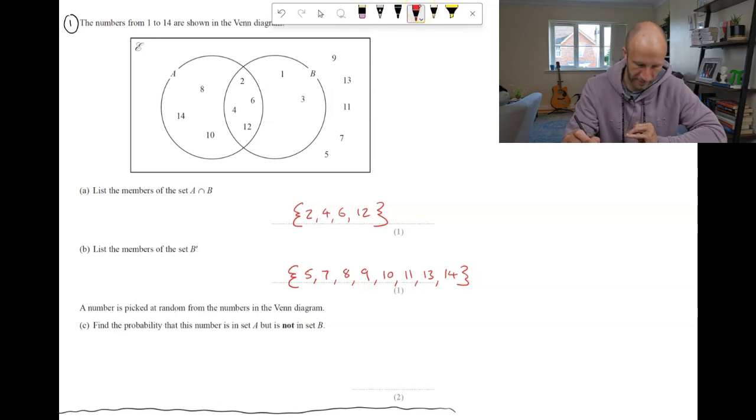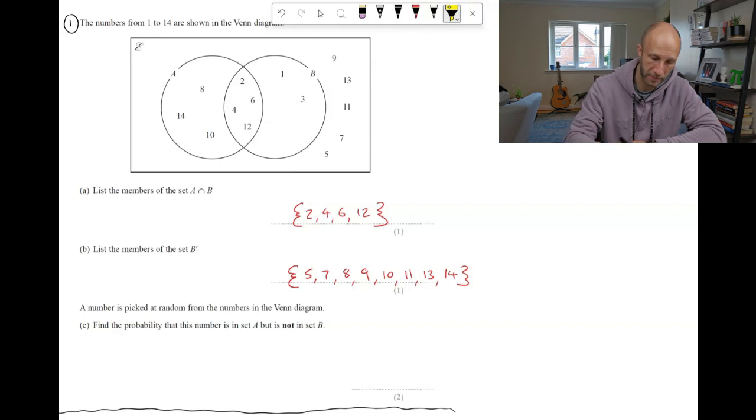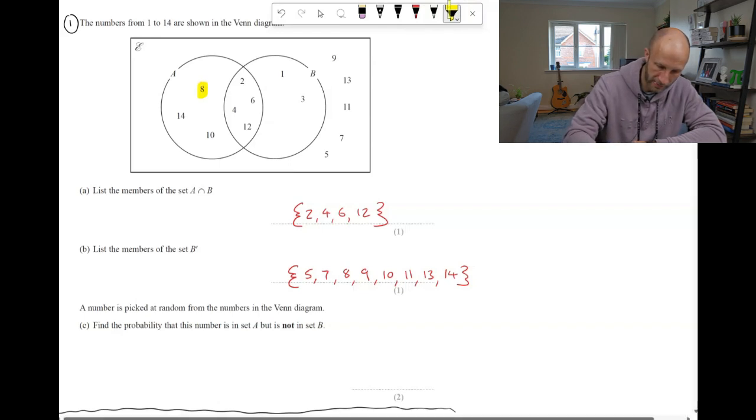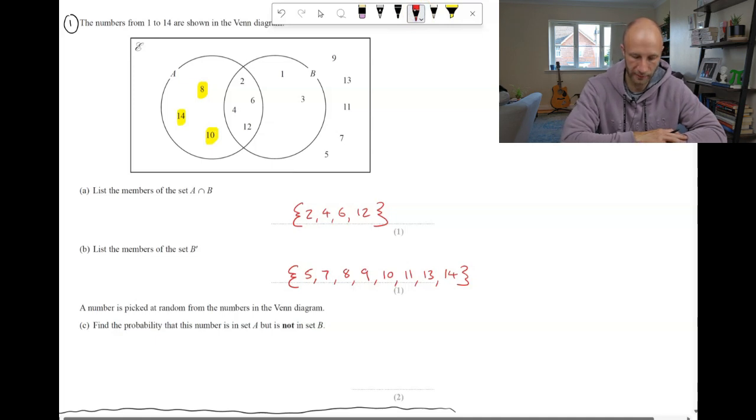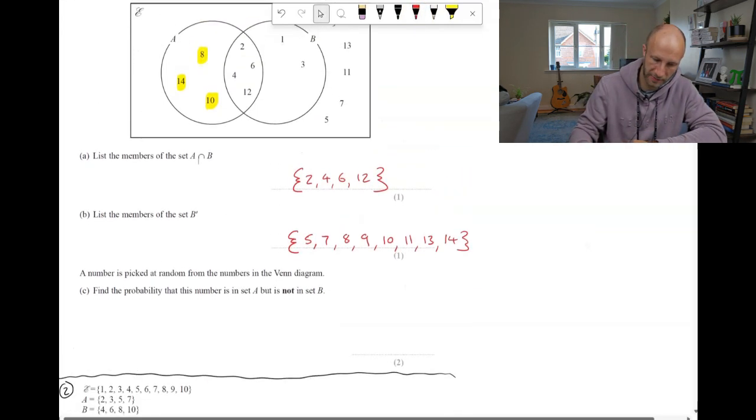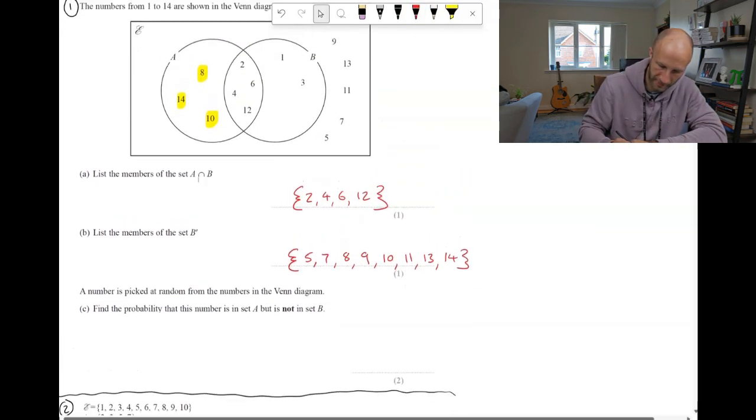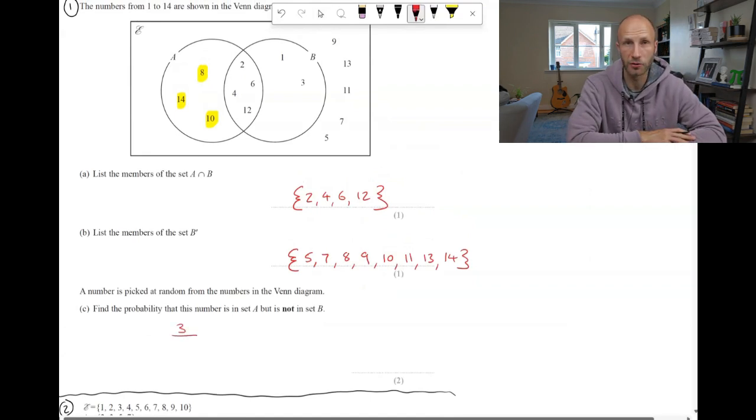And then finally, a number is picked at random from the numbers in the Venn diagram. So we're considering the whole diagram here. The probability that the number is in set A, but it is not in set B. So we want to look at things that are in A, but not in B. So we're talking about the whole diagram. So those that are in A and not in B are the 8, the 10, and the 14. So there are 3 numbers, or 3 members, 3 elements that are in set A but not in B.